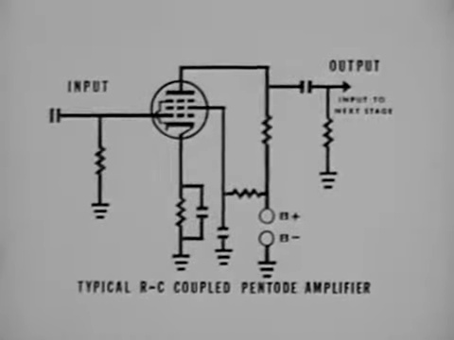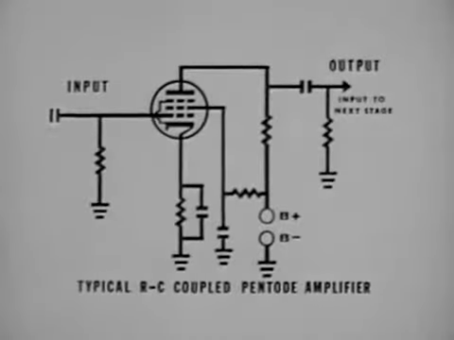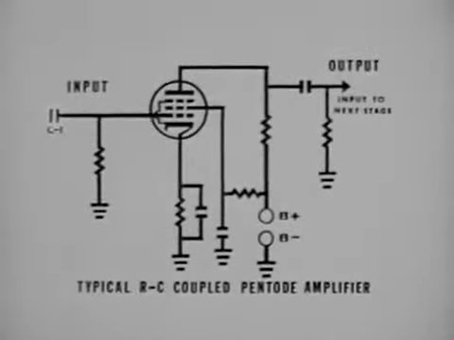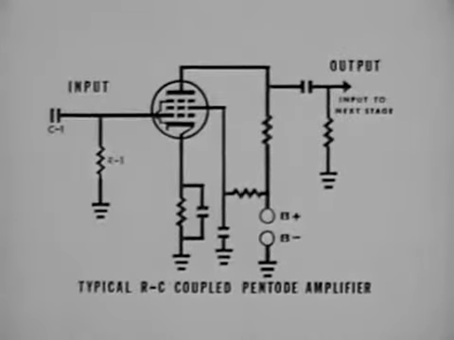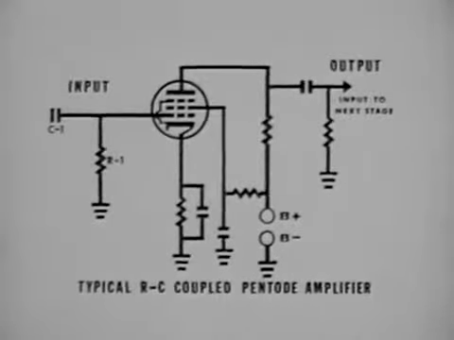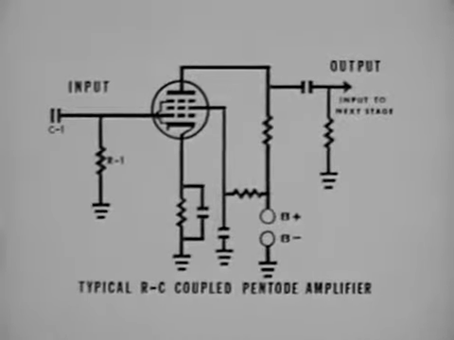Now let's analyze a typical RC coupled pentode amplifier. In this schematic drawing, C1 is an input coupling capacitor from a previous stage. R1 is the grid return resistor which connects the grid to ground, or B-. It also develops the signal voltage for the tube.